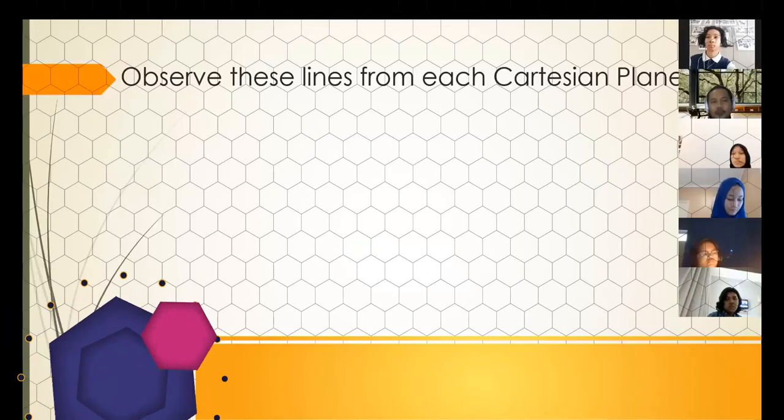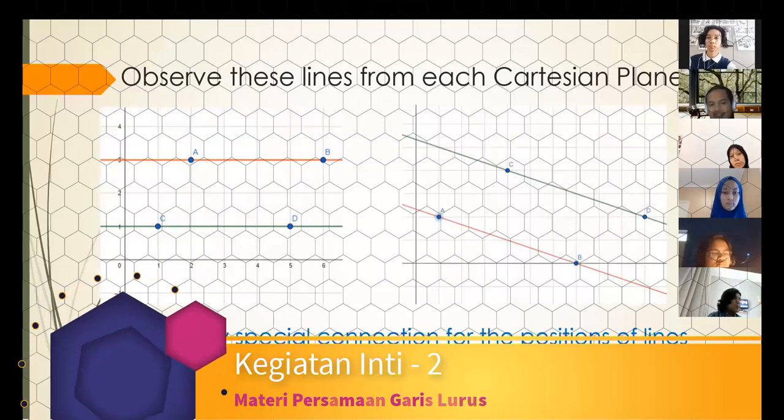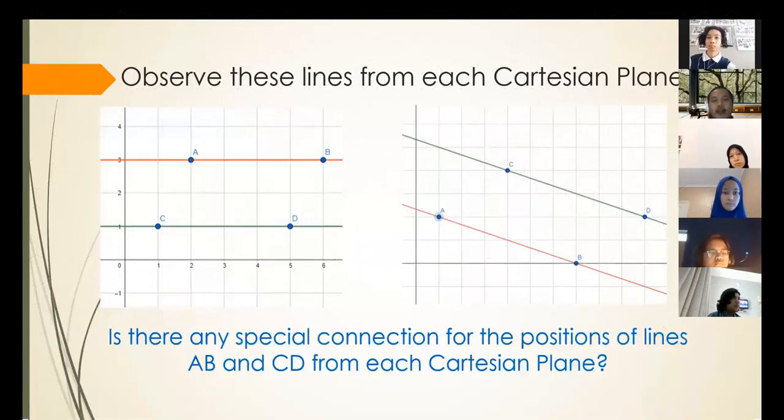Okay, so I would like you to observe these lines from each Cartesian plane. The question is, is there any special connection for the position of lines for A, B, and C, D? Okay, I'm going to give you another hint. The word starts with the letter P. Parallel. Yes, thank you, Zidane.